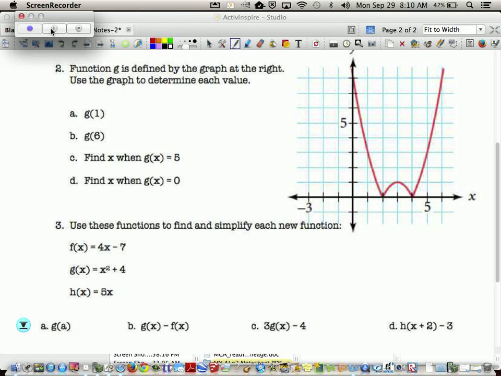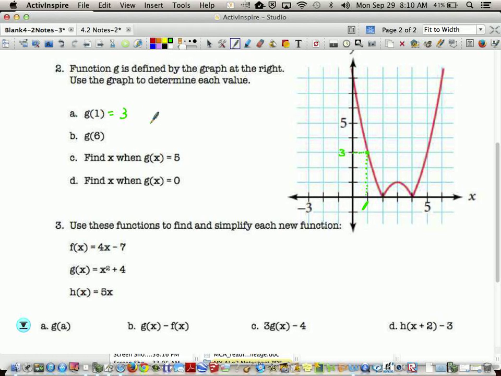So if I was going to do g of 1, they're telling us that this is function g right here. So do 1, that would be here. Let's do it with the green. 1 would be right there. That's my input. So I go to my graph, and it hits right there, and I can bring it to the side. So what's my output? 3.